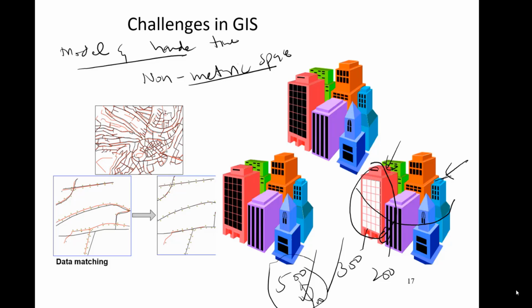So again, translating multiple and sometimes conflicting insights into the data model and determining your relevant set of data is sometimes not possible. So this is a very big challenge in GIS.